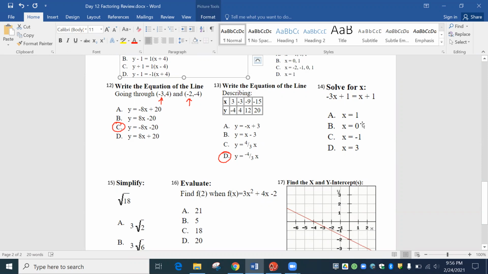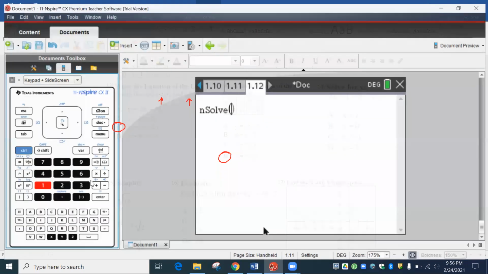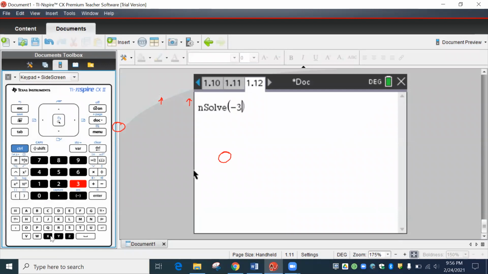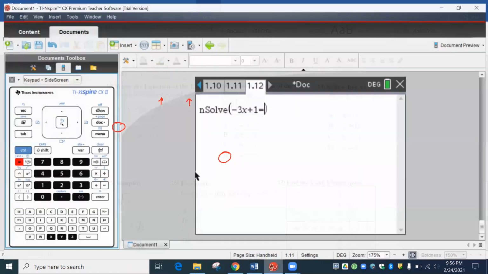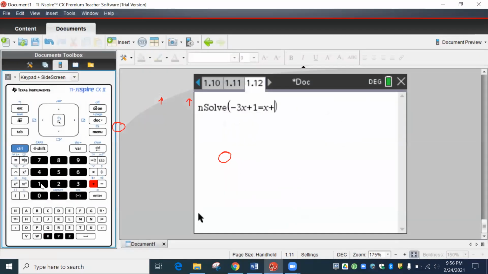And so one basic equation, menu 3-1. We're going to type in -3x plus 1 minus 3x plus 1 equals x plus 1. So x plus 1. And then there's something you have to remember here. You're not done with this until you hit comma and then the letter we're looking for, comma x. Then you should be able to hit enter.